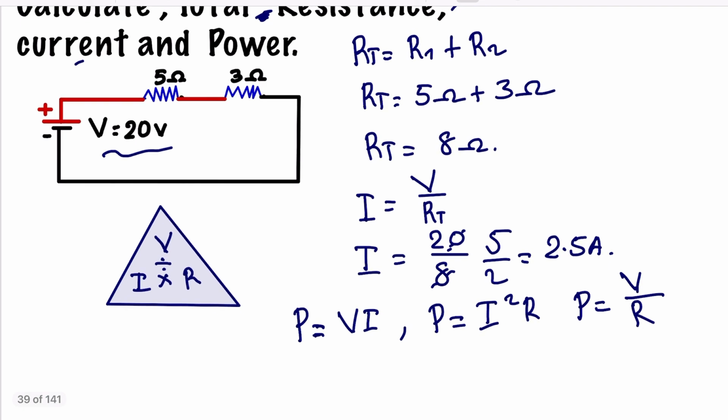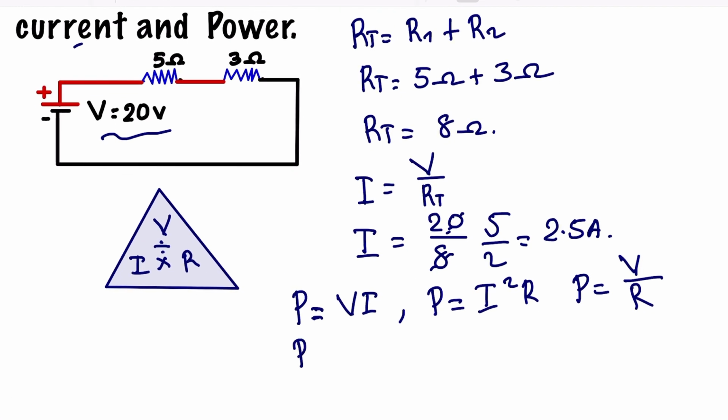So if we calculate the power, P will be equal to our voltage, which is 20, times the current. The current gave us 2.5. If we multiply this, we are going to have 50 watts. The unit of power is the watt. You can write W. So you can see this is our power.